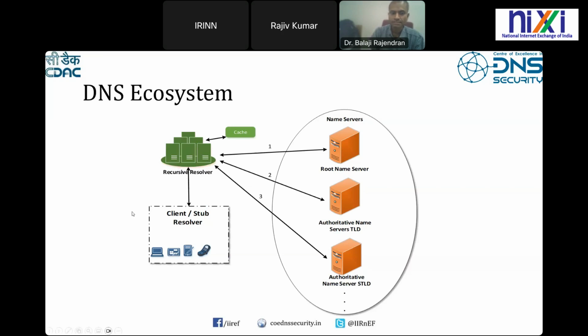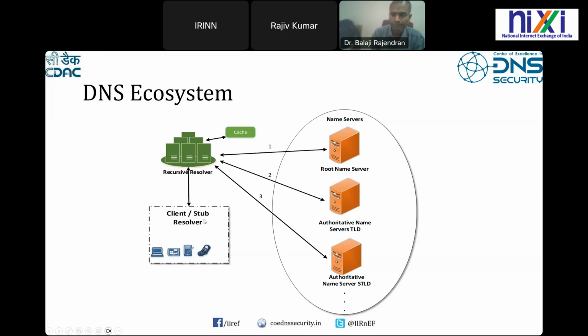So the client or stub resolver is nothing but a small program which will be running in your system or in your browser, which will query this particular recursive resolver. Basically the client will ask, what is the IP address for coidnsecurity.in? So this is also a query response. This query has to originate from this server, so there is a small piece of program which sits here and queries the recursive resolver.